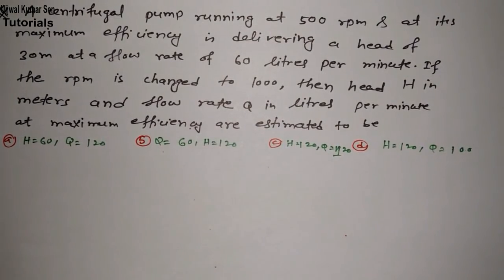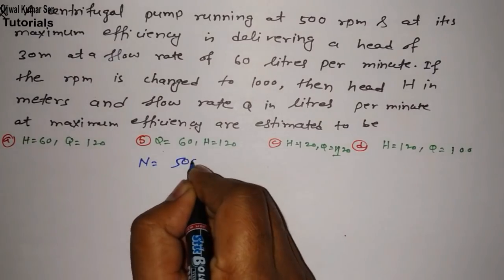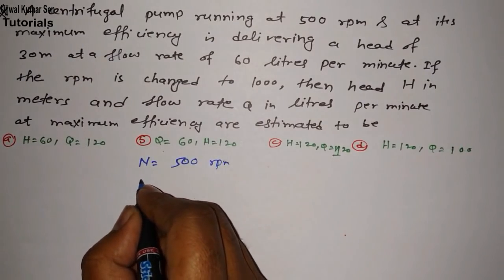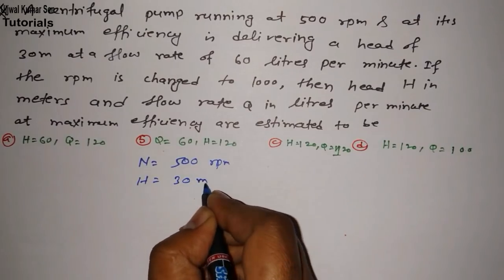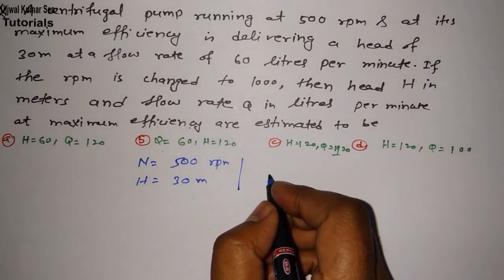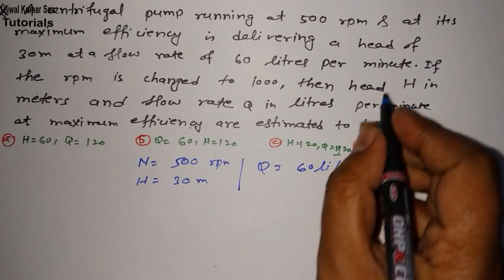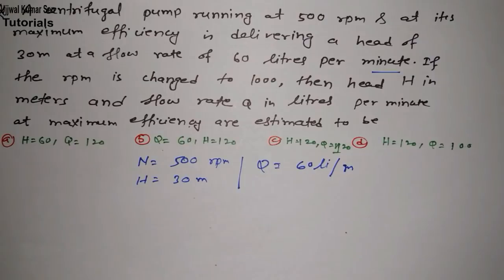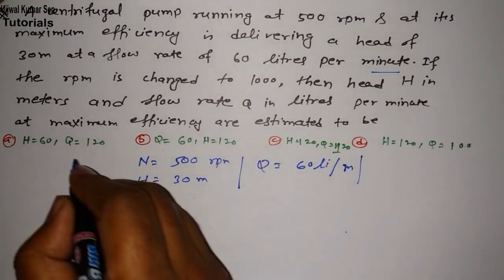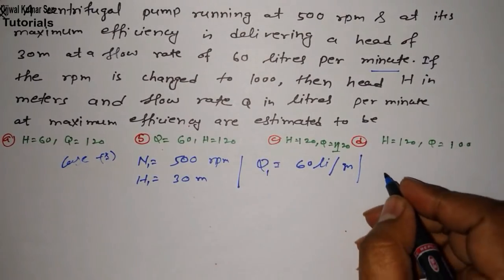What we have been given in this question is a centrifugal pump running at 500 rpm and at its maximum efficiency is delivering a head of 30 meter. So N is 500 rpm and its head is 30 meter at a flow rate of 60 liters per second. At a flow rate of 60 liters per, not second, it's minute, that means Q is equal to 60 liters per minute. Okay, if the rpm is changed to 1000, this is case 1. So let's say this one is N1, this is H1, this is Q1.